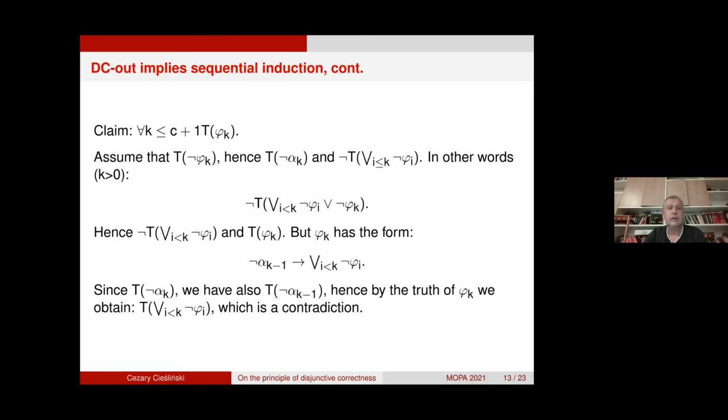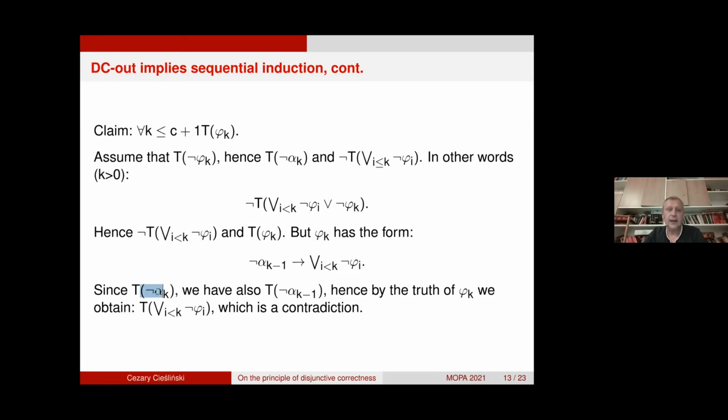Hence, it's an implication. In order for this to be false, the antecedent of the implication must be true, and the consequent must be false. And then we just spell out the consequent. What is this? Disjunction. There are two disjuncts. The first disjunct is a disjunction below k, and the second disjunct is the negation of phi k. So just by compositional axioms, we obtain that both disjuncts must be false, hence phi k must be true. But phi k is this implication, by definition.